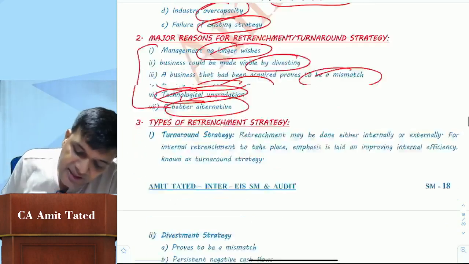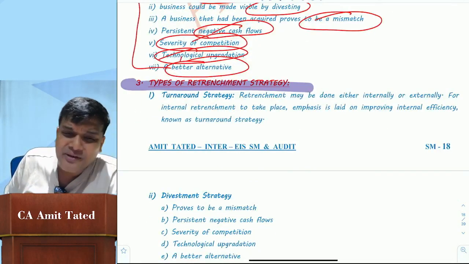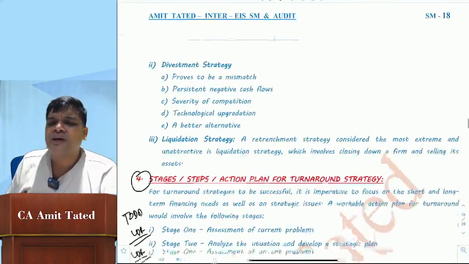Now, at this point, there are three types of turnaround and retrenchment strategy, and I think you are already aware of the three types. What are the three types of retrenchment?